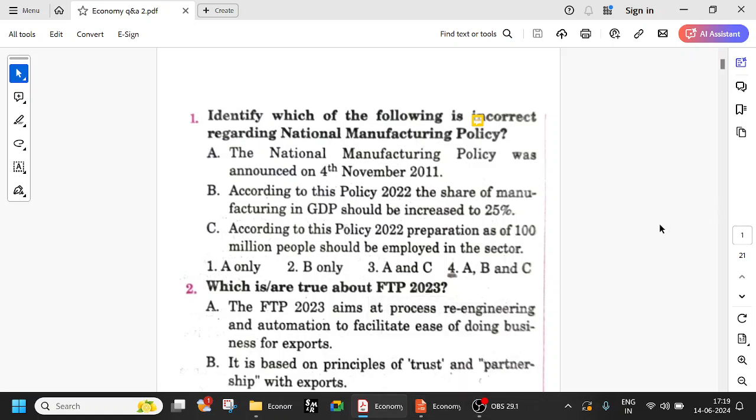So national manufacturing policy. It's a very important policy. The National Manufacturing Policy was announced on 4th November 2011, and according to the policy of 2022, that means this is the older one, this is the new one, the share of manufacturing in GDP should be increased to 25%. According to the policy, 100 million people should be employed in the sector. So basically, one of the targets of the policy is 100 million people.